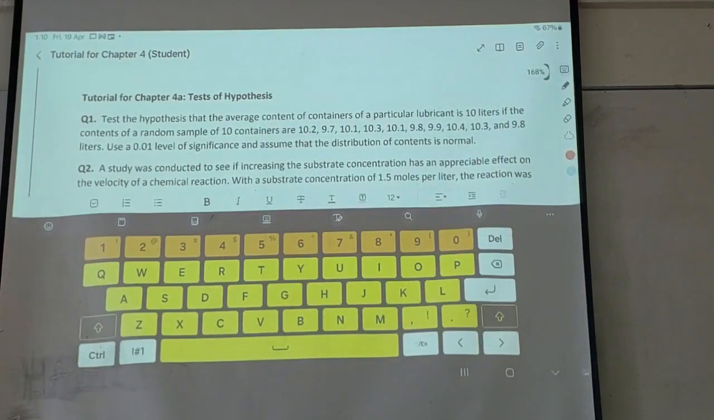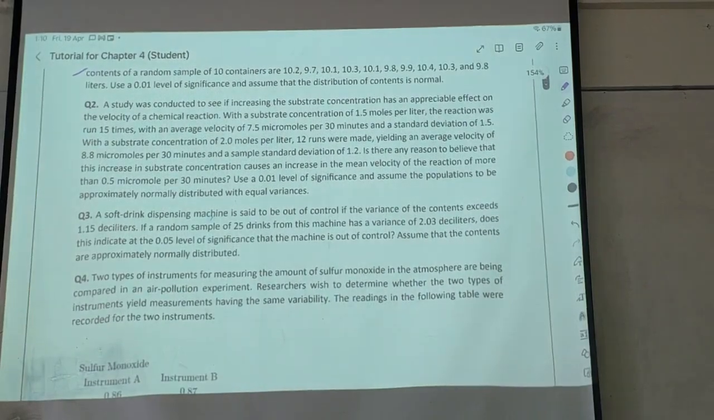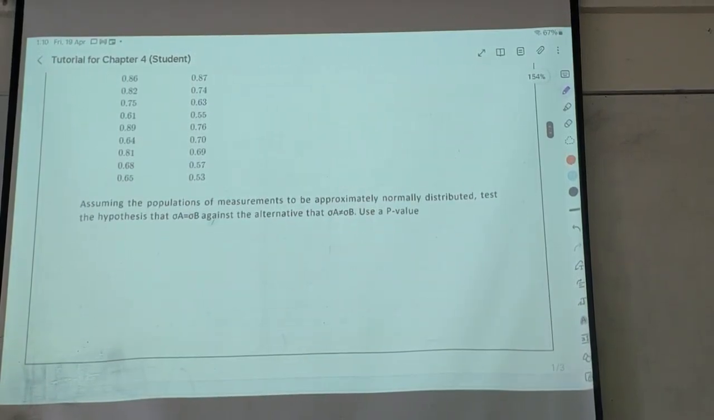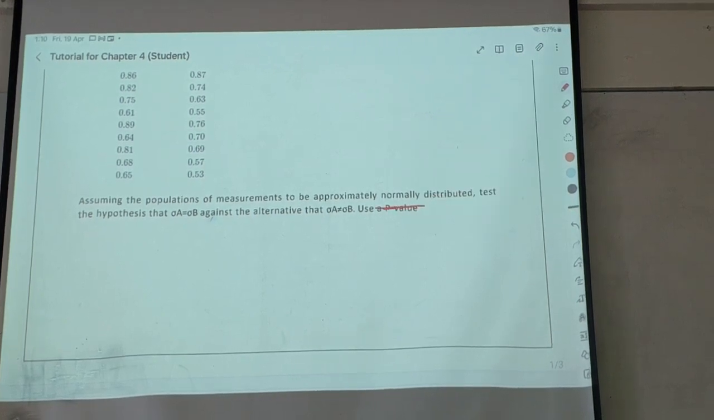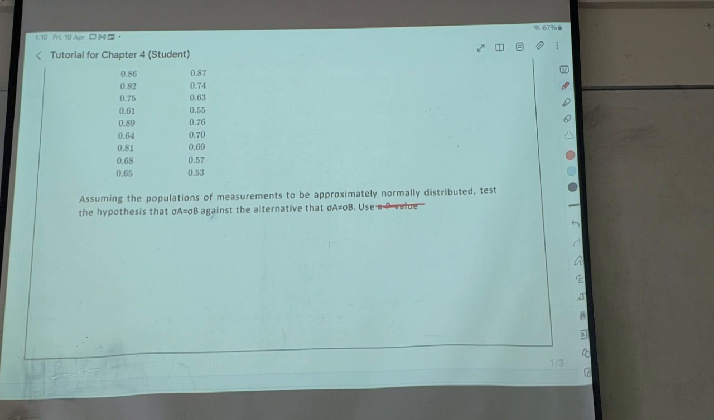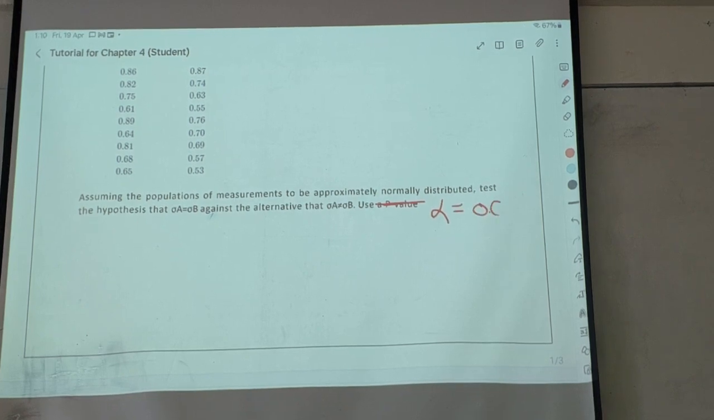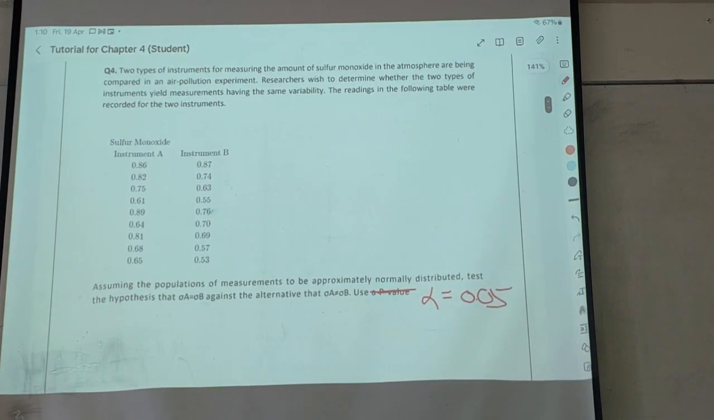For this file, question 1 has been discussed last week. Just left 2, 3, and 4. So I will start the discussion with question 4 first. Don't use T level. Don't use P value. P value I will teach you in chapter 5 later. We use alpha, which equals 0.05.